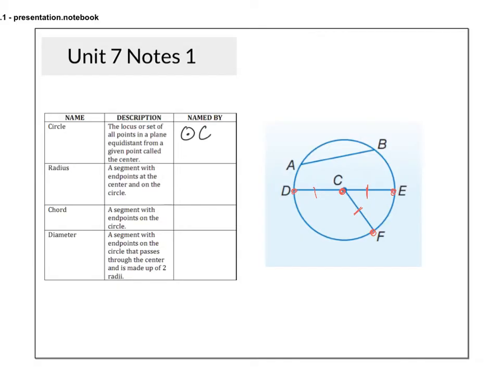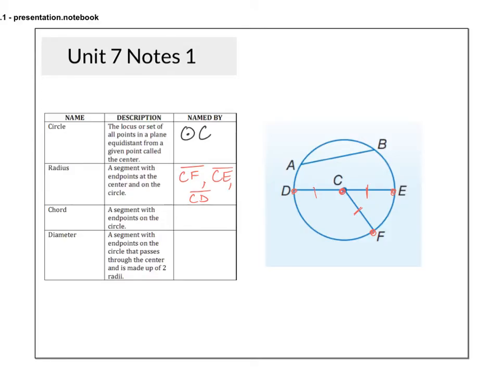The way that you would name a radius is you would use the two letters. Like we started with CF, so I could say segment CF is a radius. Segment CE is another radius, and segment CD is a third radius, or altogether we have 3 radii.